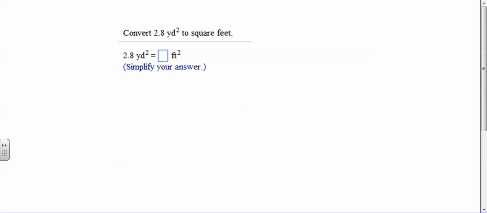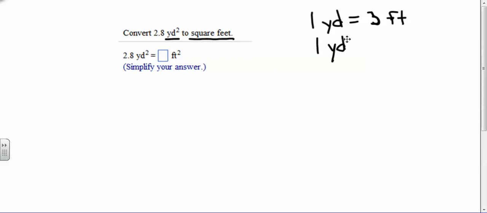In order to do a problem like this, you do have to realize it's in square units, so we have to be extra careful. So we're not just converting yards to feet, but square yards to square feet. So in order to do that, you have to know that 1 yard is equal to 3 feet if we were talking about linear measurements. But since it's square yards, we kind of have to square each side. So 1 square yard will be 3 feet times 3 feet, which is 9 square feet.